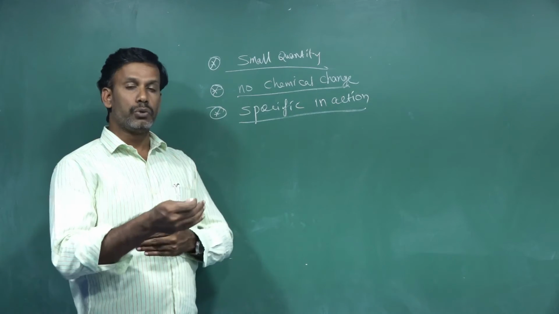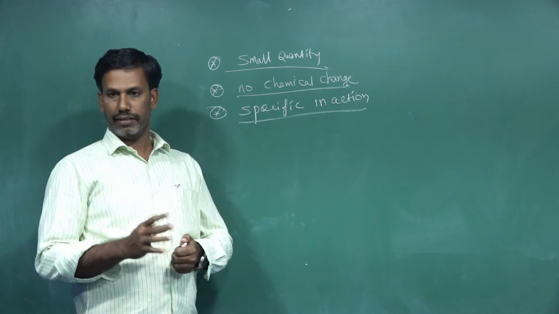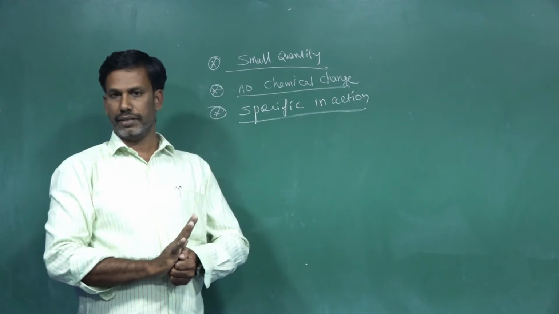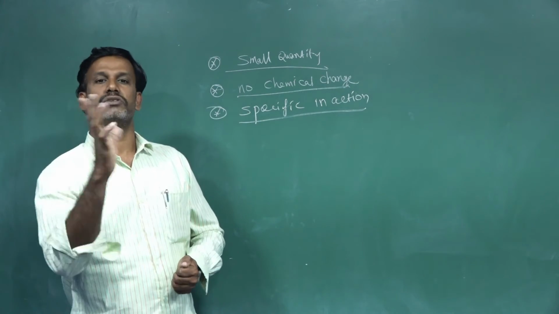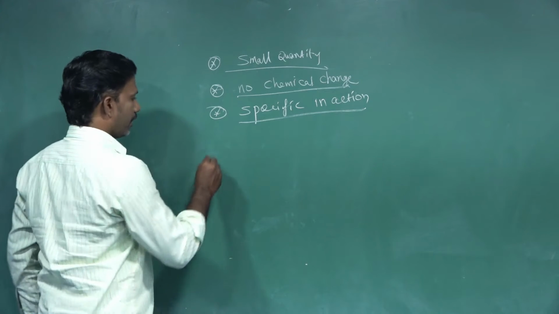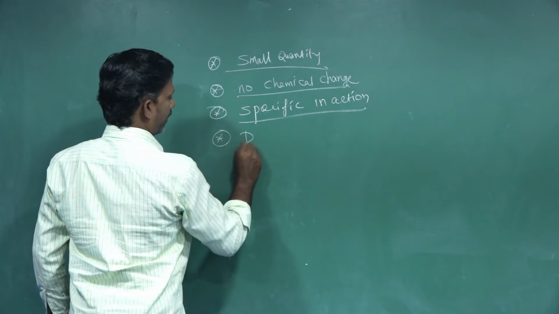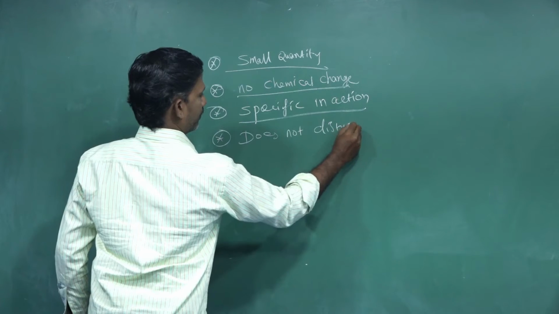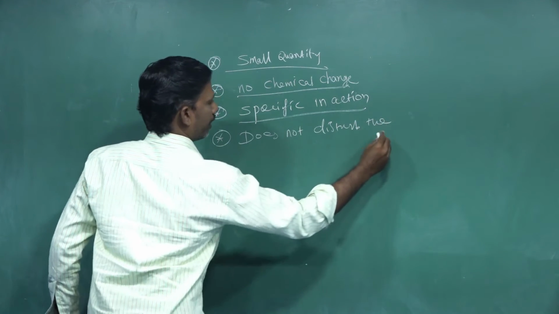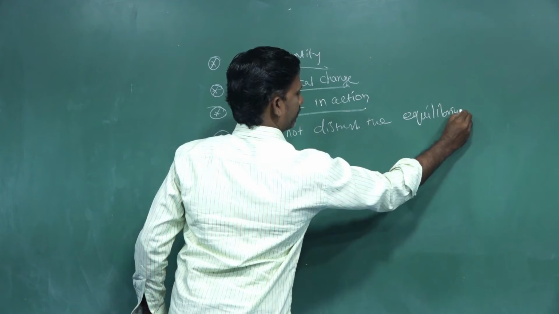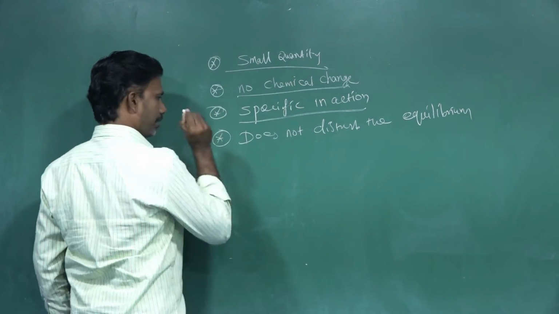So we cannot interchange the catalyst. If a catalyst is made for a particular reaction, it should be used for that particular reaction. The same catalyst cannot be used for another reaction. That is called specific in its action. Then, the catalyst does not disturb the equilibrium.